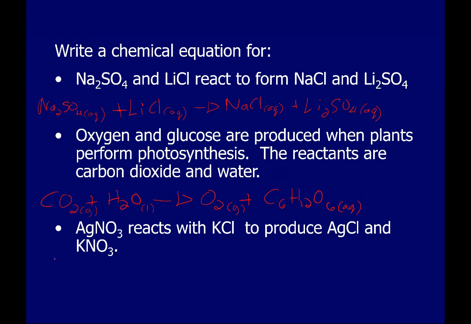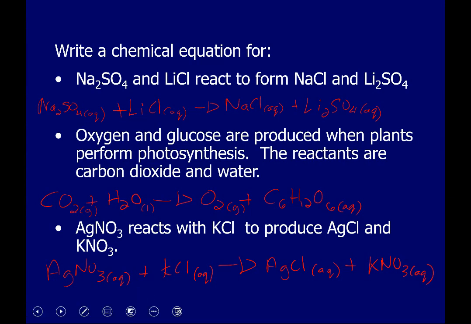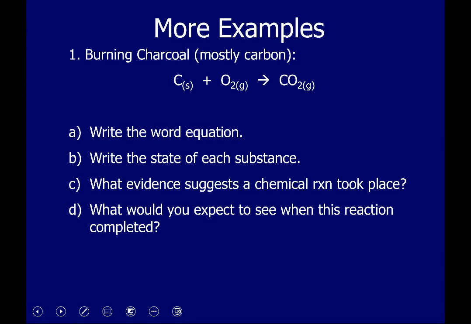Last one is AgNO3, so I'm going to start with that. AgNO3 aqueous plus KCl aqueous produces AgCl, all going to be aqueous, they're all ionic compounds, plus KNO3 aqueous. All right, pause it here if you need to catch up. This is just taking words and turning them into formulas.